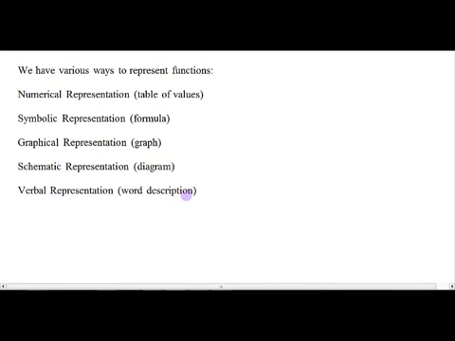So you've seen we have various ways to represent our functions. They're not always just formulas. We have a numerical representation, which is a table of values. We have a symbolic representation, which is what we usually deal with, the formulas. f of x equals 3x plus 2. A graphical representation, we've been looking at a lot of graphs. A schematic representation is a diagram. We'll see those in a little bit here. And a verbal representation is a word description, such as computing the square of a number x. That would be a verbal representation of a function.